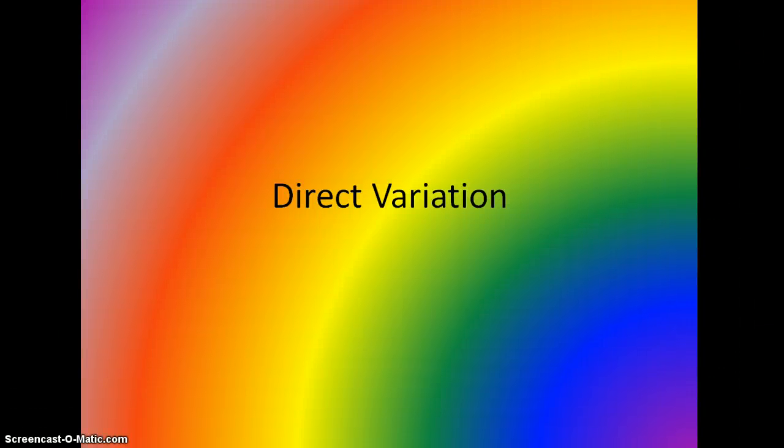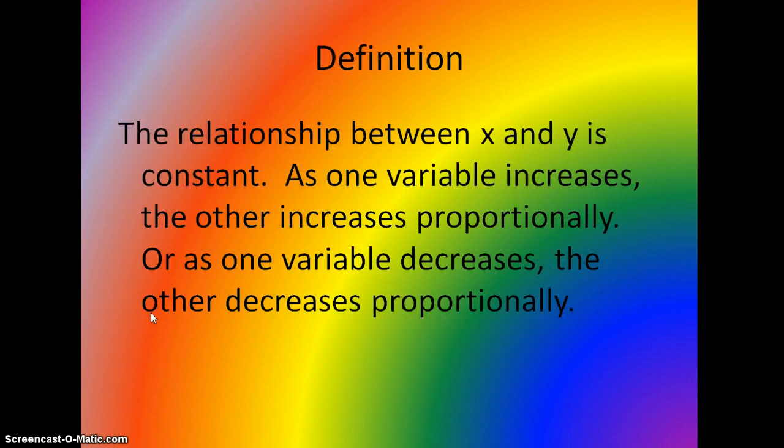Alright, this lesson is about direct variation, so let's see what happens. Direct variation is a relationship between x and y that is constant. As one variable increases, the other must also increase proportionally. Or, if one variable decreases, then the other must also decrease proportionally. So whatever x does, y must also do, and it must do so in a proportional way.